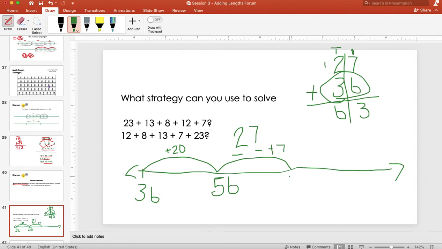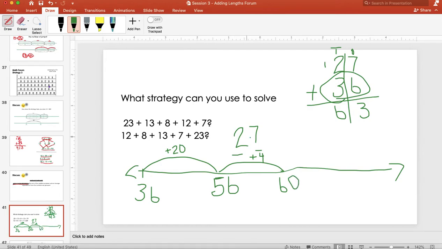Which would equal 63. If you're not sure what 56 plus 7 is, you could always maybe add 5 first, or add 4. So if I added 4, that would get me to 60 because I know 56 plus 4 is 60.